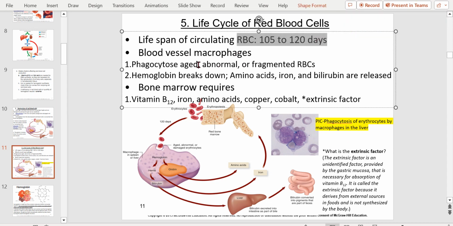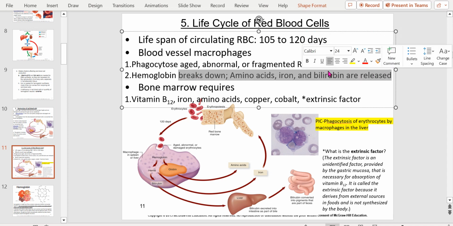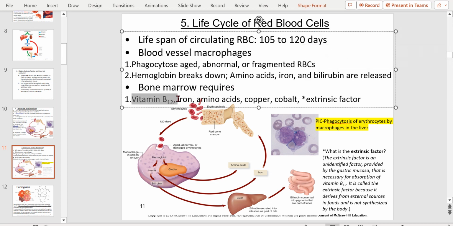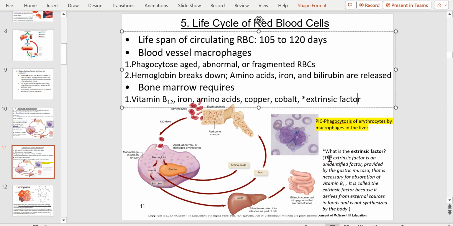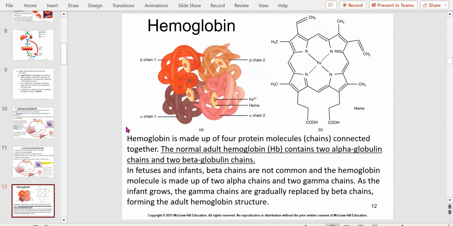Again, lifespan. Blood vessel macrophages there break down these guys, break them all down into their constituents. Bone marrow requires B12, iron, amino acids, copper, cobalt, and extrinsic factor. And extrinsic factor is an unidentified factor provided by the gastric mucosa. Interesting. That is necessary for absorption of B12. It's called extrinsic factor because it derives from an external source in foods and is not synthesized by the body. So, it's a little bit of information there.